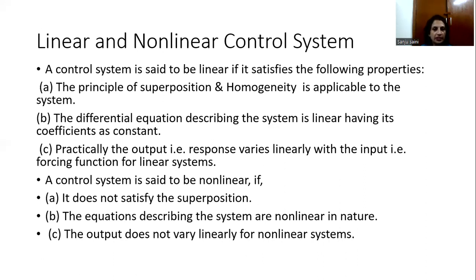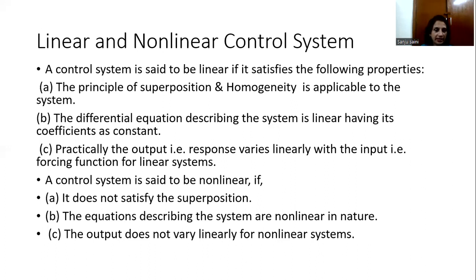Then homogeneity: the system is such that in case input x1 is given to it and it produces an output equal to y1, if we multiply the input by k, then the output should also get multiplied by k if the principle of homogeneity is obeyed.